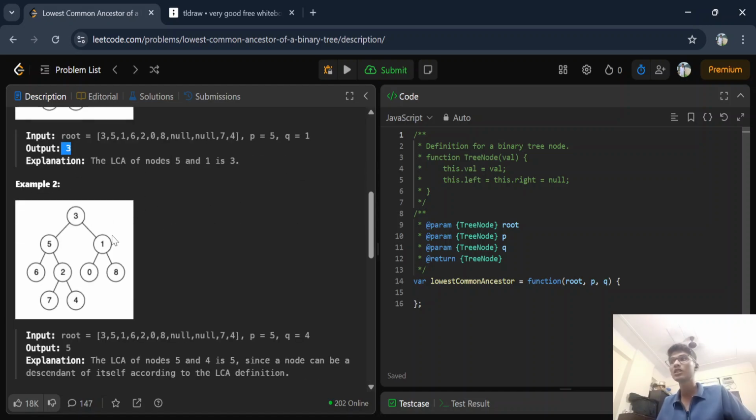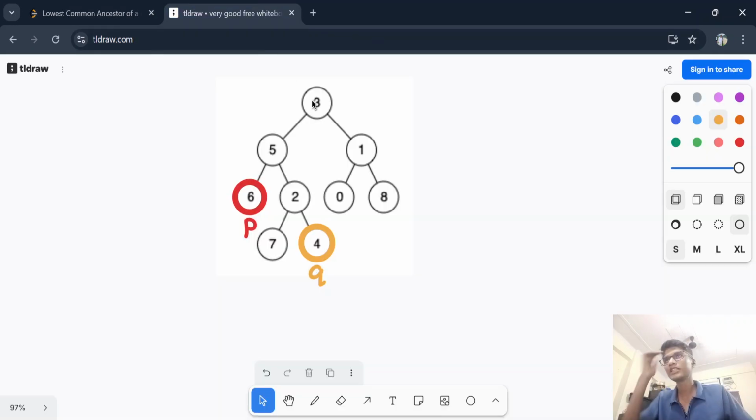Now suppose P and Q are 5 and 4. Our answer can include the root, or it may not include the root. It depends on P and Q. If you see this example, P is 5 and Q is 4. So the lowest common ancestor is 5, because 5 is a root as well and it is P as well. I have this example for you. If you see this, the parent of P is this 5.